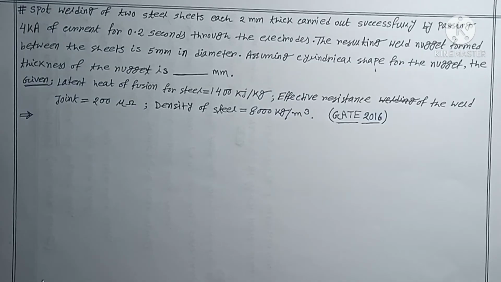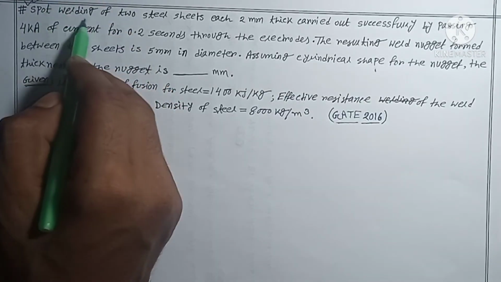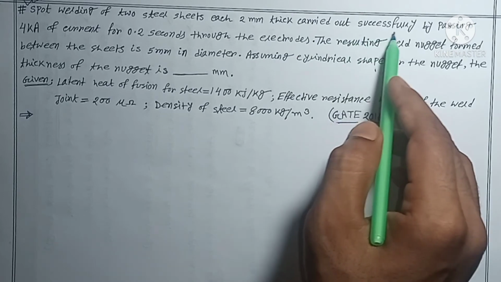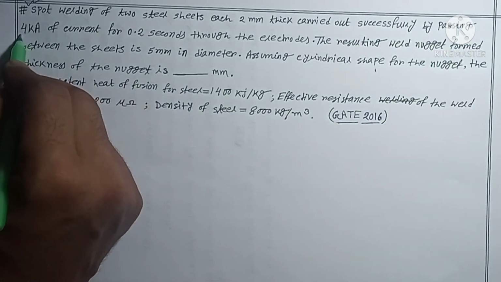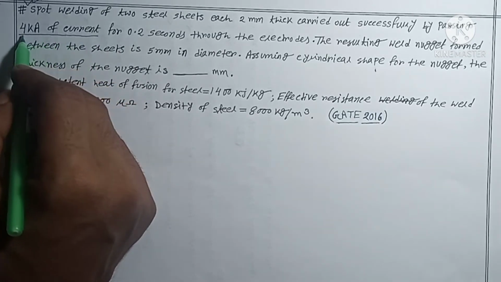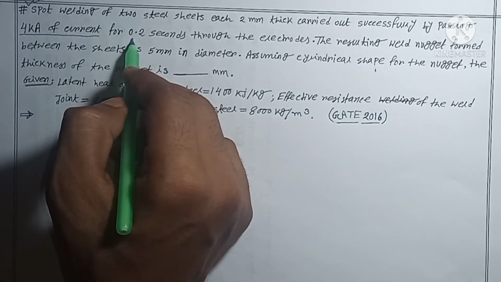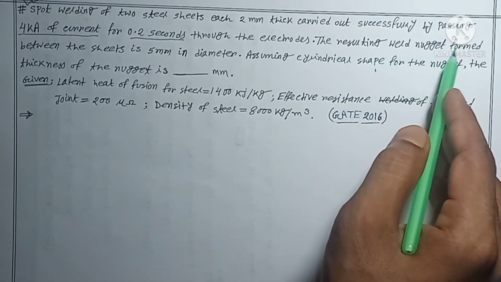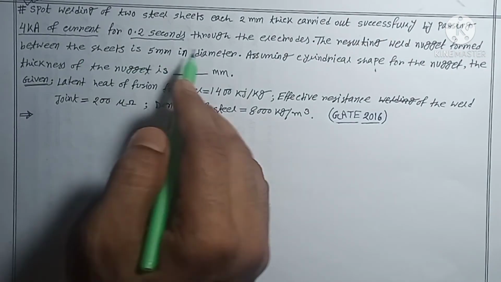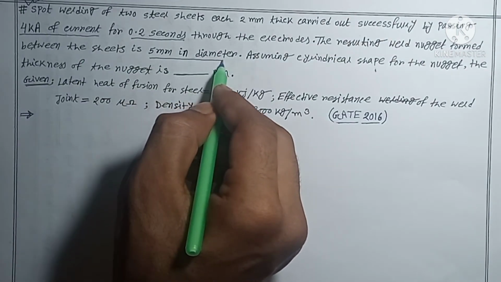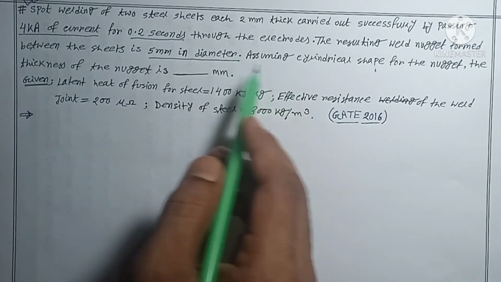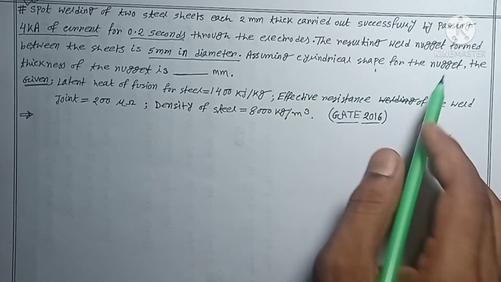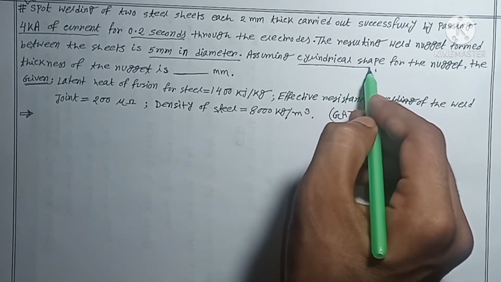Let's solve another question. So carefully read the question. Spot welding of two steel sheets each 2 mm thick is carried out successfully by passing 4 kiloampere of current for 0.2 seconds through the electrodes. The resulting weld nugget formed between the sheets is 5 mm diameter. So whatever nugget is formed, the diameter of this nugget is 5 mm. Assuming cylindrical shape for the nugget, so they provide the shape to us.